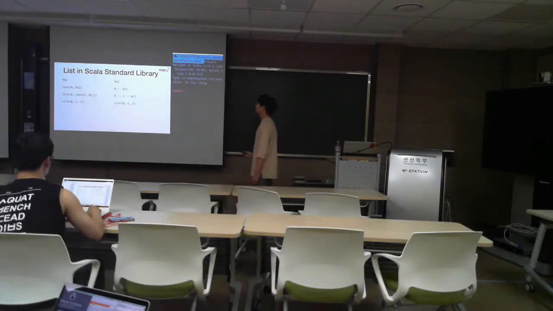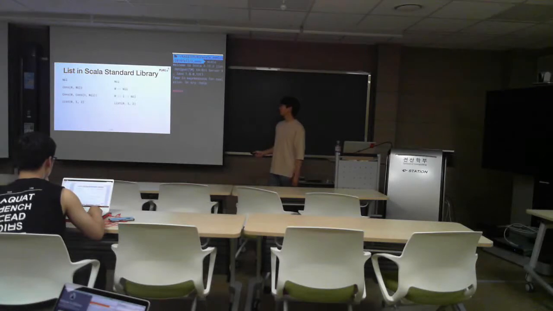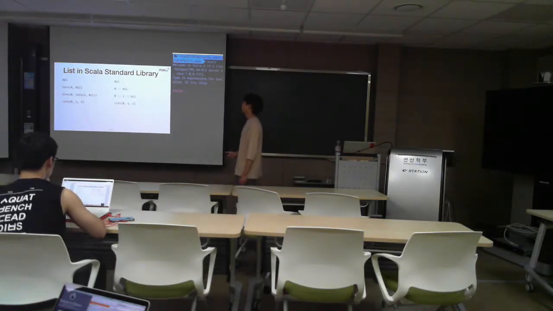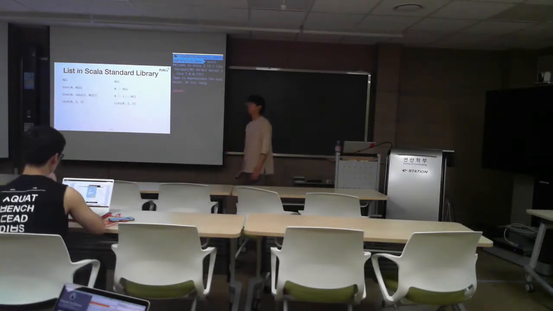We can construct a list like this. So it is the empty list, and this is the list containing only zero, and this is the list containing zero and one. And also, we can use exactly the same function like this. So we can construct the list which contains zero, one, and two.